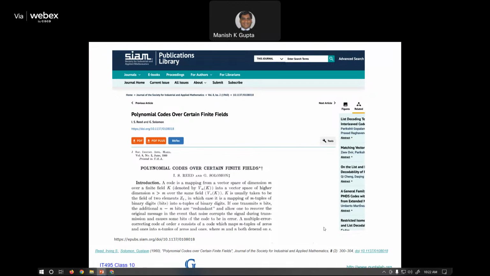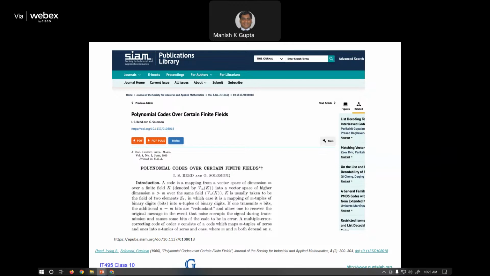By the way, this is the paper, Polynomial Codes over Certain Finite Fields. It's a beautiful work, and I would encourage you to look at this because the idea is very simple. Take the message bits M0, M1, M2, up to Mk minus 1, there are k bits, and convert them into a polynomial: M0 plus M1 times x plus M2 times x square and so on. The message bits convert into a message polynomial.